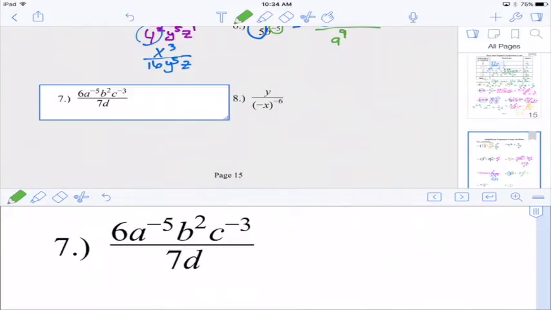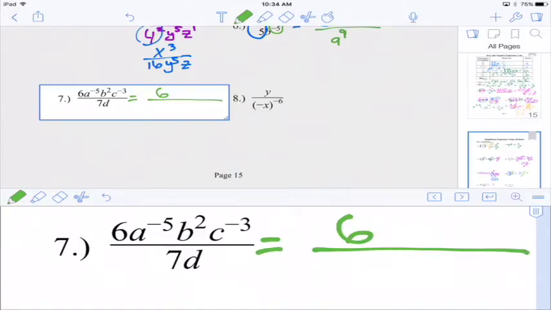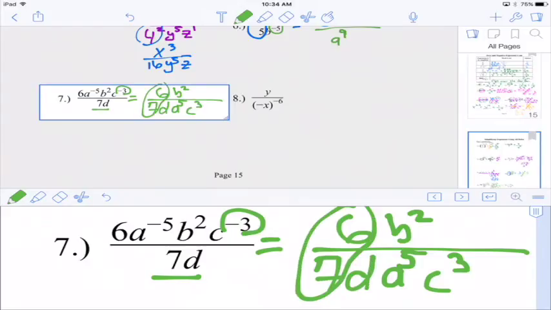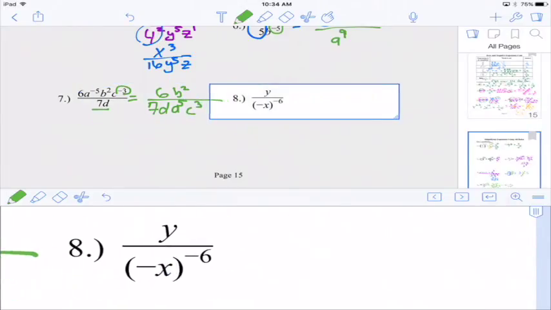Now in this one, I'm going to flip all the negative exponents and leave everything else. So the 6 does not move. The a to the fifth goes down to the denominator. That b squared stays up here in the numerator. That c to the negative third goes down here in the denominator. And then the 7d both stays down. Well, if I could do 6 divided by 7 and simplify that, I would, but I cannot. So I'm going to leave that, and our answer is done. There's no more like terms.